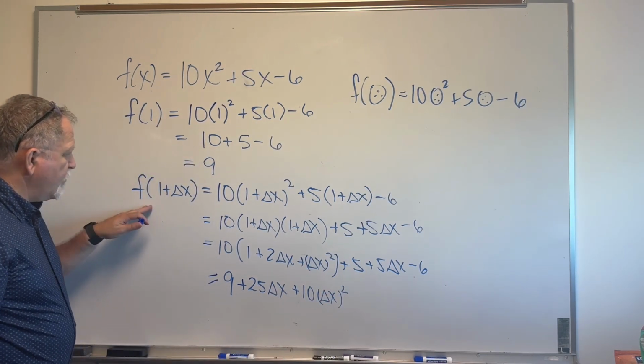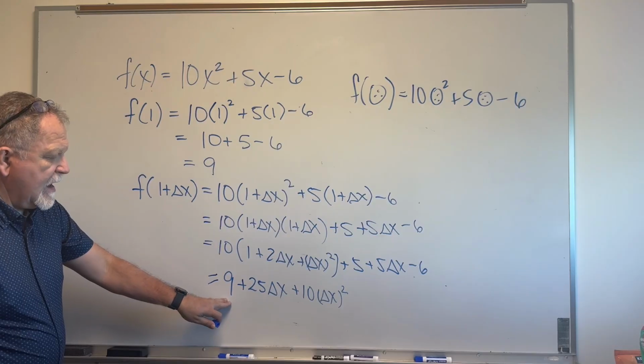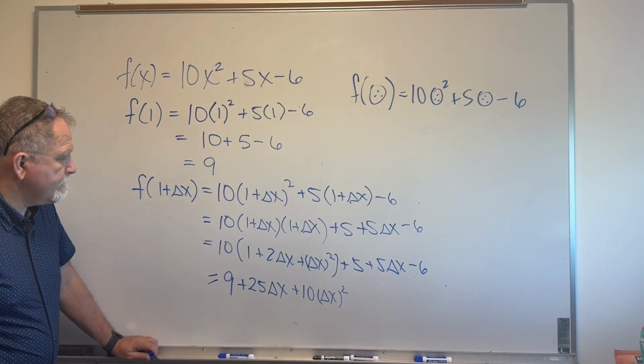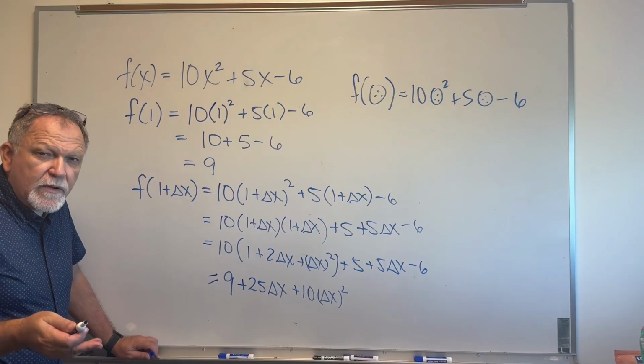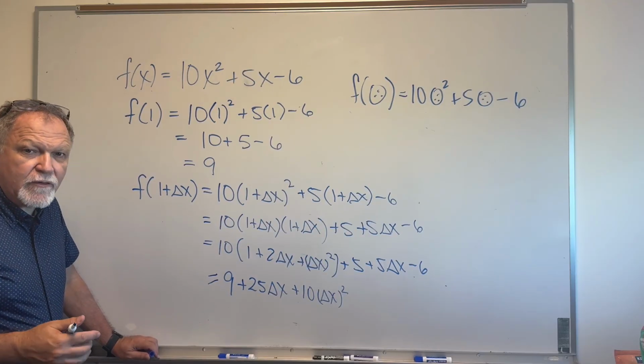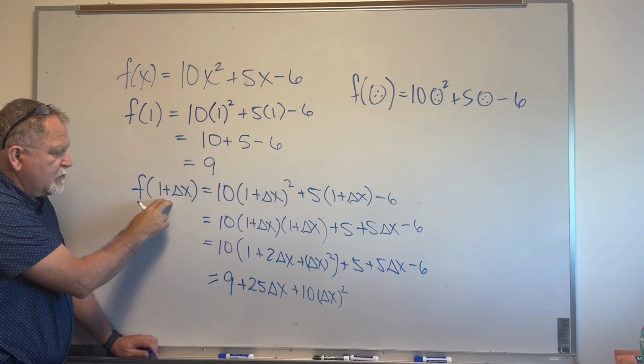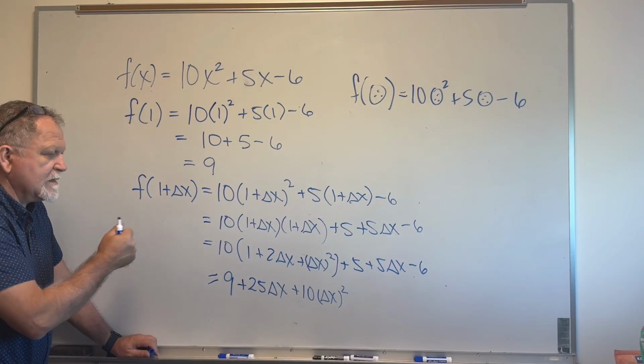So f of 1 plus delta x is in fact 9 plus 25 delta x plus 10 times delta x squared. So hopefully this example helps you recognize how to appropriately use function notation, especially when you're working with something like a 1 plus a delta x.